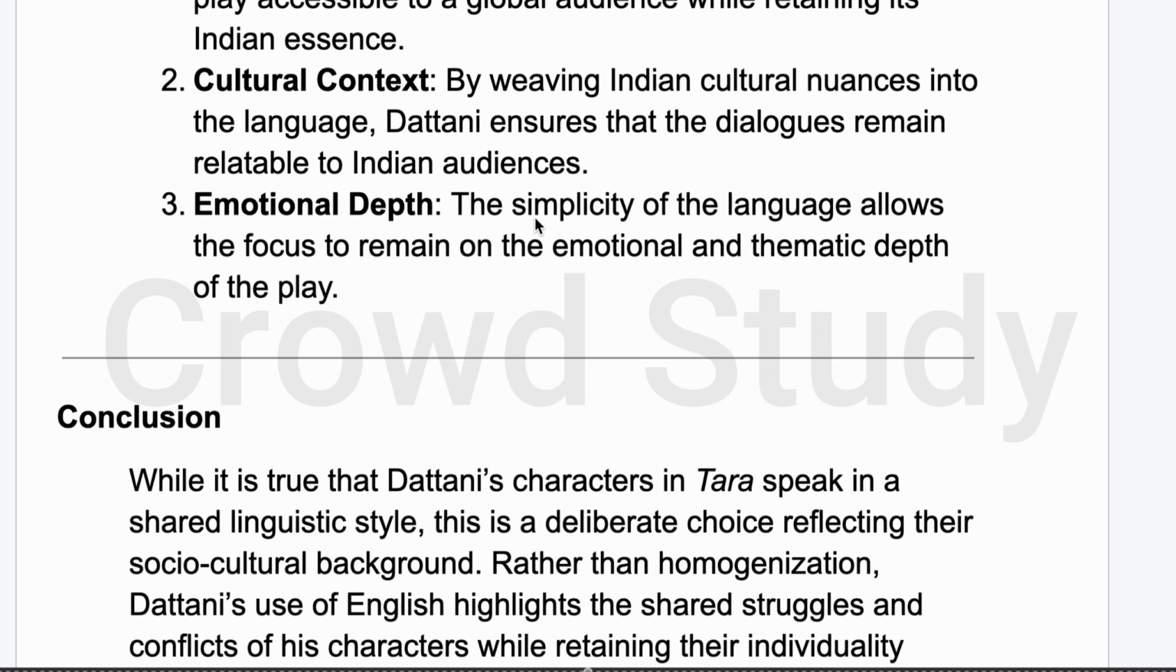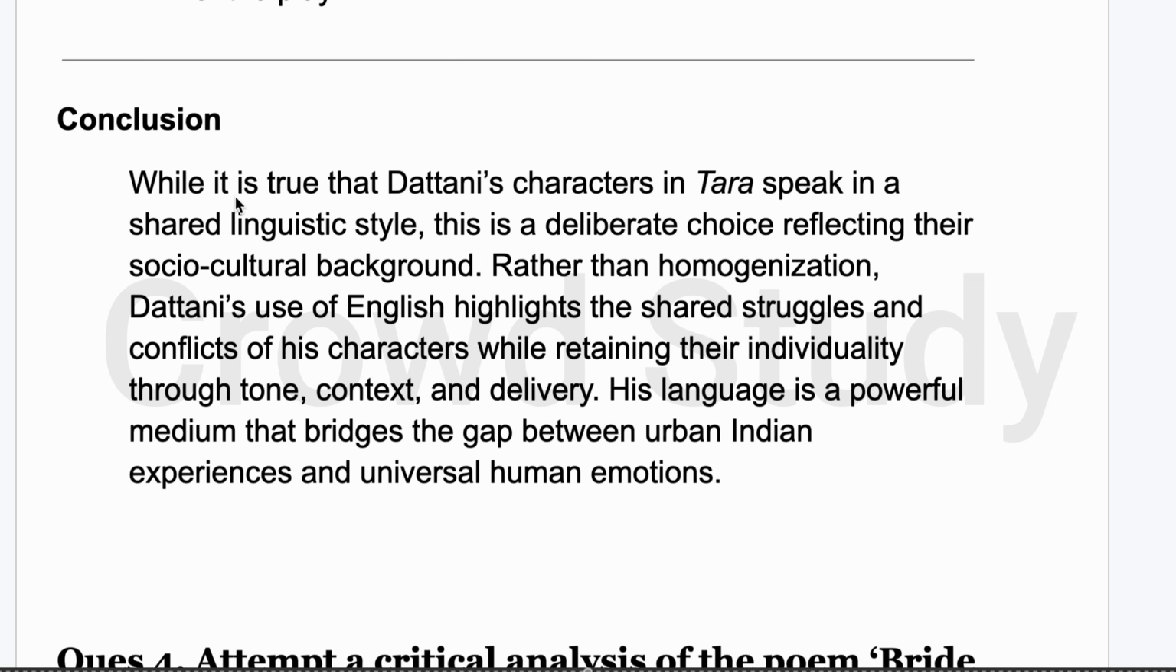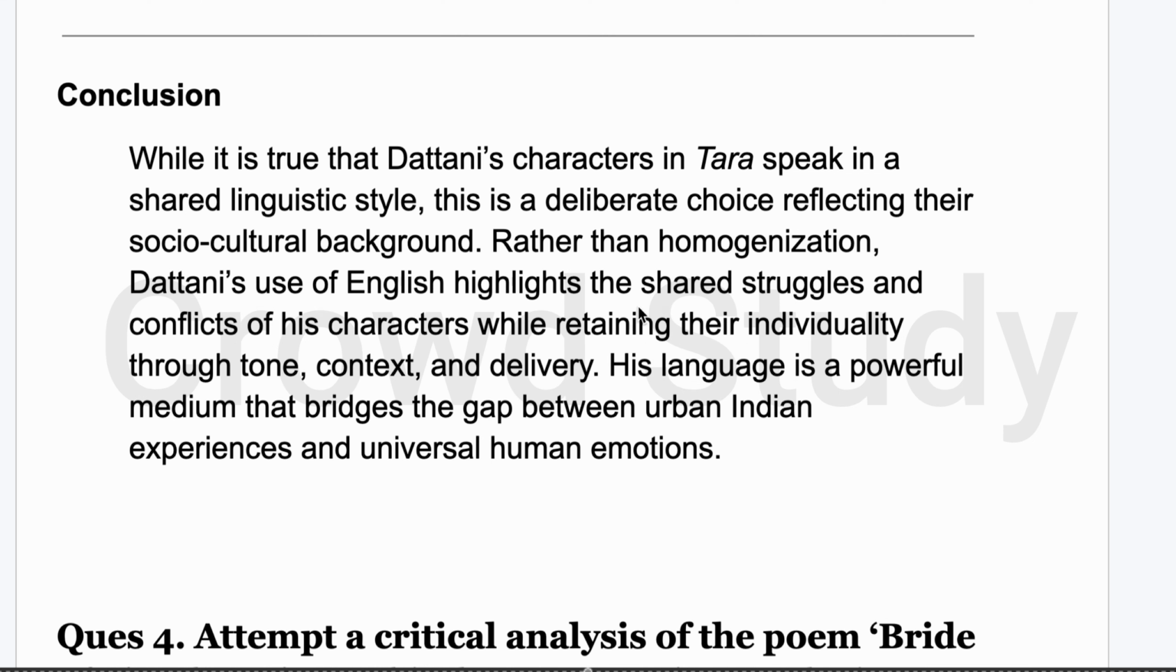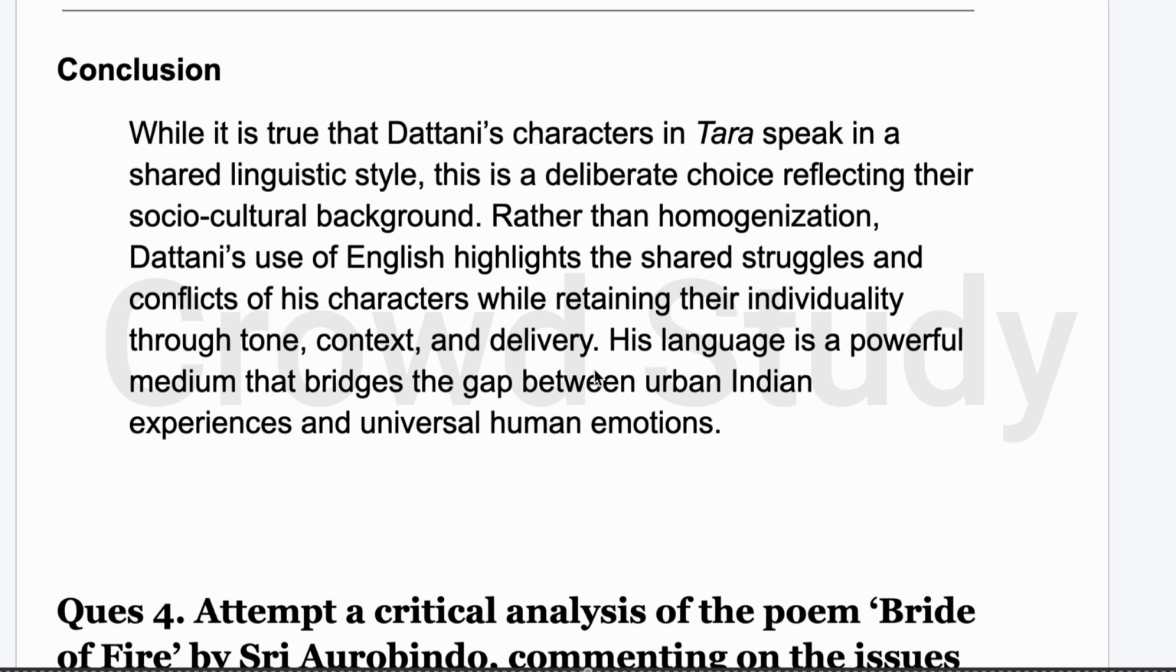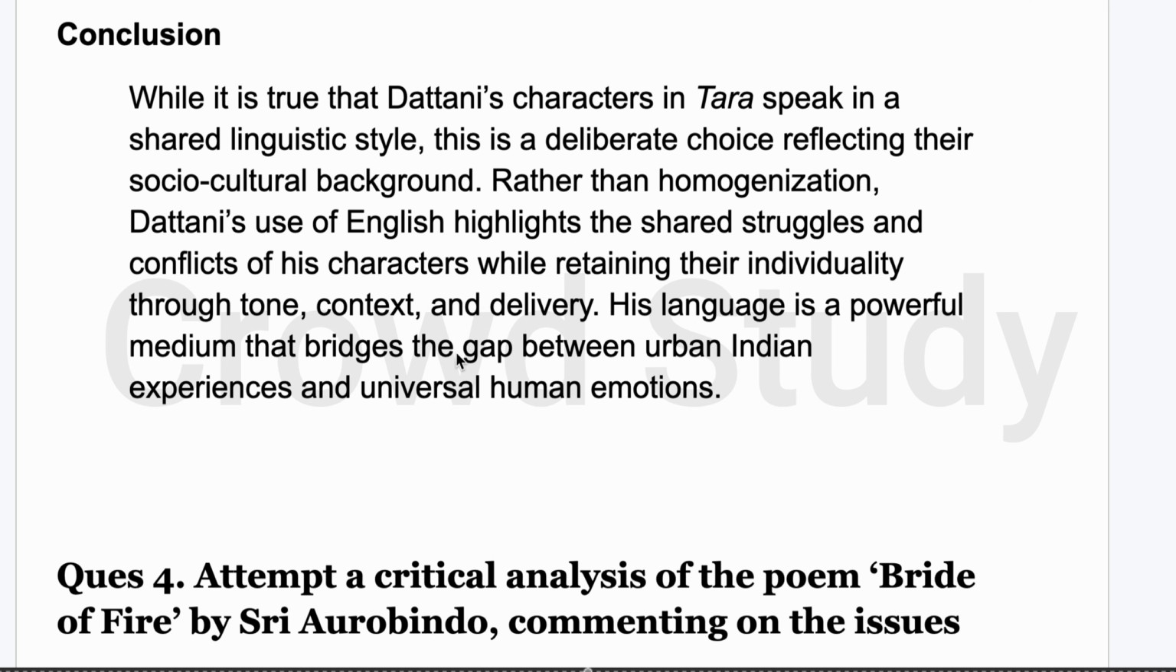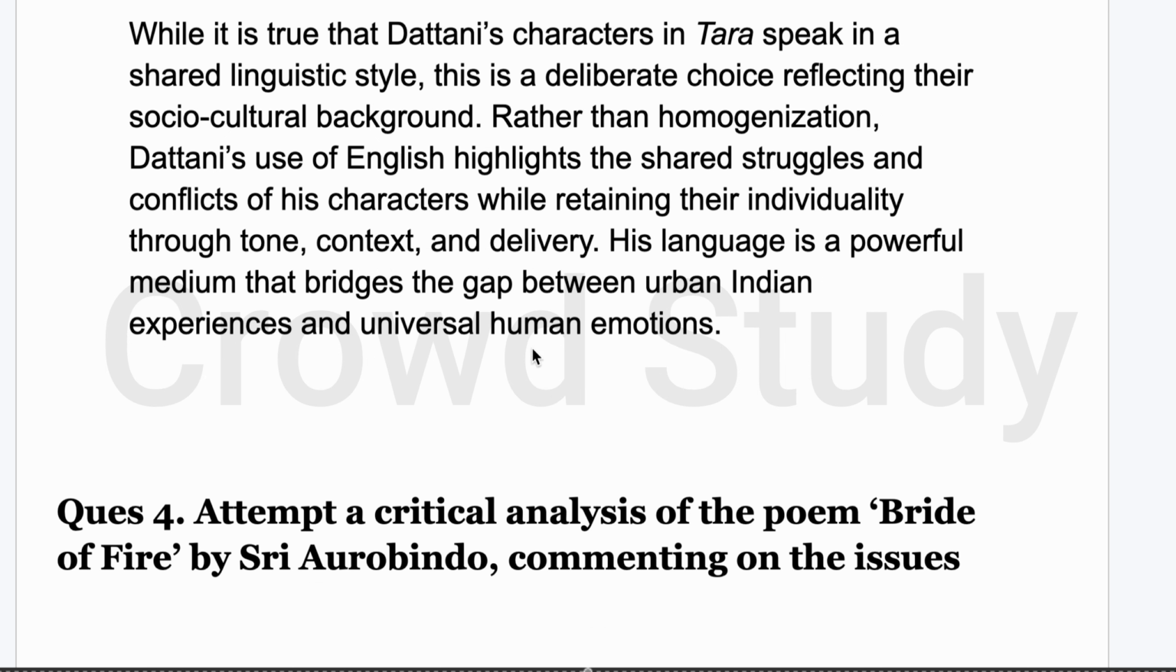Number 3, emotional depth: the simplicity of the language allows the focus to remain on the emotional and thematic depth of the play. The conclusion here is, while it is true that Tani's characters in Tara speak in a shared linguistic style, this is a deliberate choice reflecting their socio-cultural background rather than homogenization. Tani's use of English highlights the shared struggles and conflicts of his characters while retaining their individuality through tone, context, and delivery. His language is a powerful medium that bridges the gap between urban Indian experiences and universal human emotions.